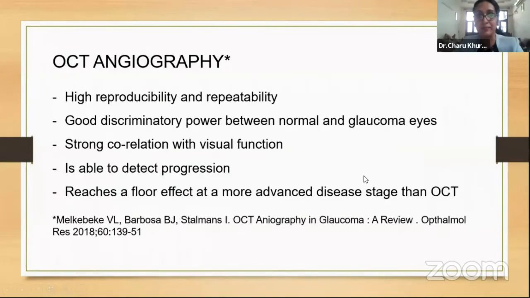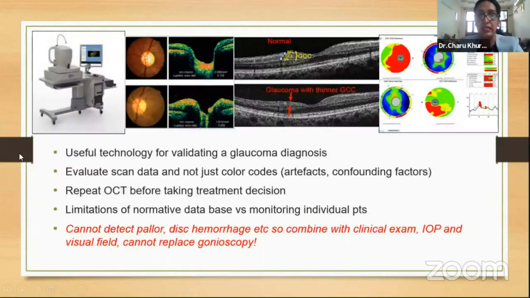Just the last slide, sir. So OCT angiography has increased our evaluation potential with the OCT, and widened the spectrum both for the pre-perimetric as well as for the later glaucomas. In fact, it reaches a floor effect at a more advanced disease stage than purely the RNFL and GCC. So it is a useful modality for glaucoma diagnosis.